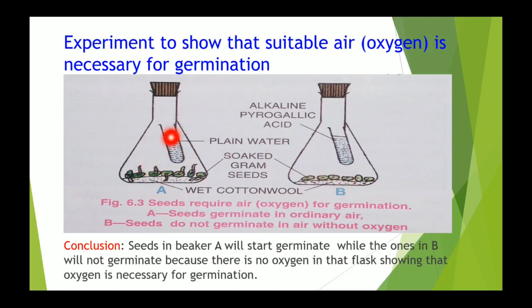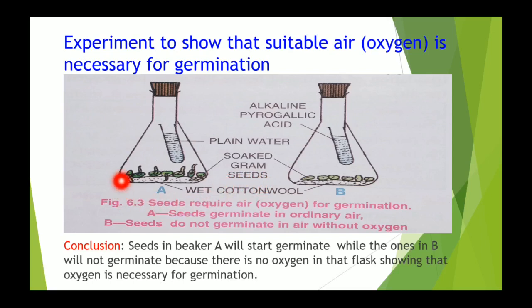One thing we are going to do is take two test tubes. In one test tube we keep plain water, and in the other we take alkaline pyrogallic acid. So in A we put plain water, and in B we put alkaline pyrogallic acid. We hang them carefully using a thread, and then close the flasks with a rubber cork. After that we keep the setup as it is, do not disturb it, and watch after 2 to 3 days.